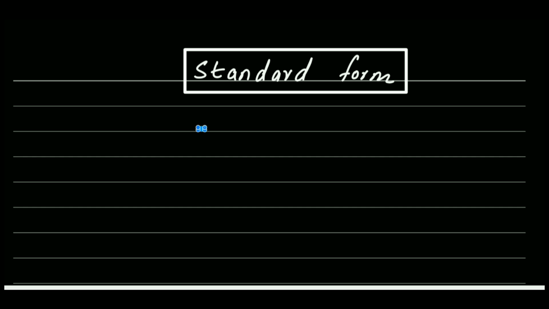Standard form is A into 10 raised to power n. This form is called standard form. So the range of standard form is 1 less than or equal to A and less than 10. So this is the range of standard form. A must be between 1 and 10. 1 is included and 10 is not included.